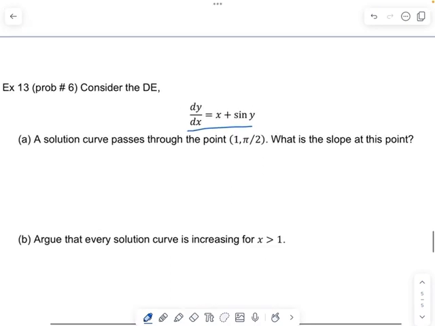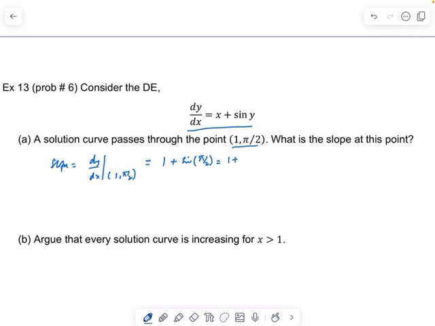So the first part is asking, a solution curve passes through the point (1, pi over 2). What is the slope at this point? Well, slope is the value of dy by dx. So slope will be equal to dy by dx at the point (1, pi/2), which means wherever I have x, I replace it by 1, and wherever I have y, I replace it by pi over 2. So it will be 1 plus sine of pi over 2, which is 1, so it's equal to 2. So the slope at this point will be 2.